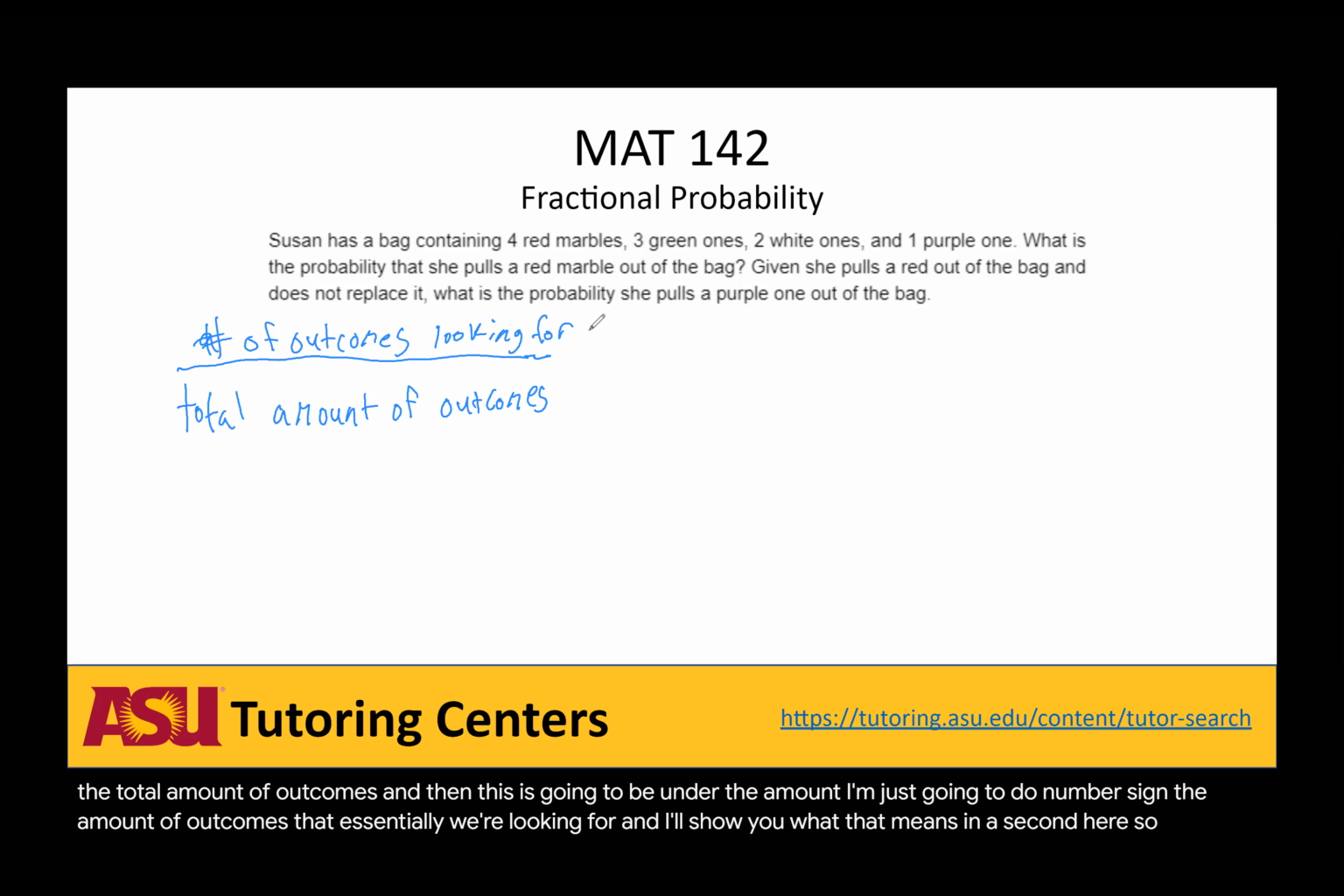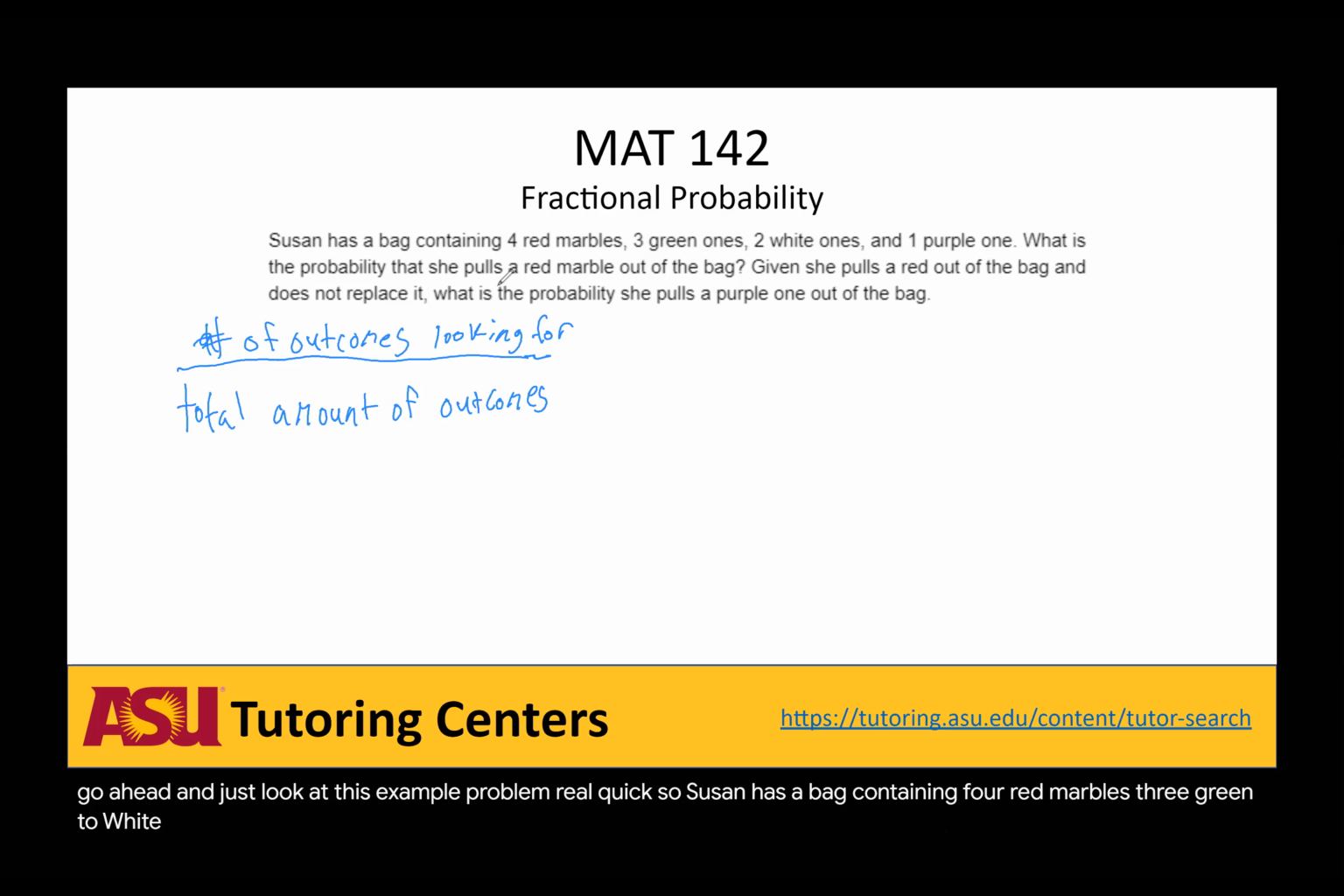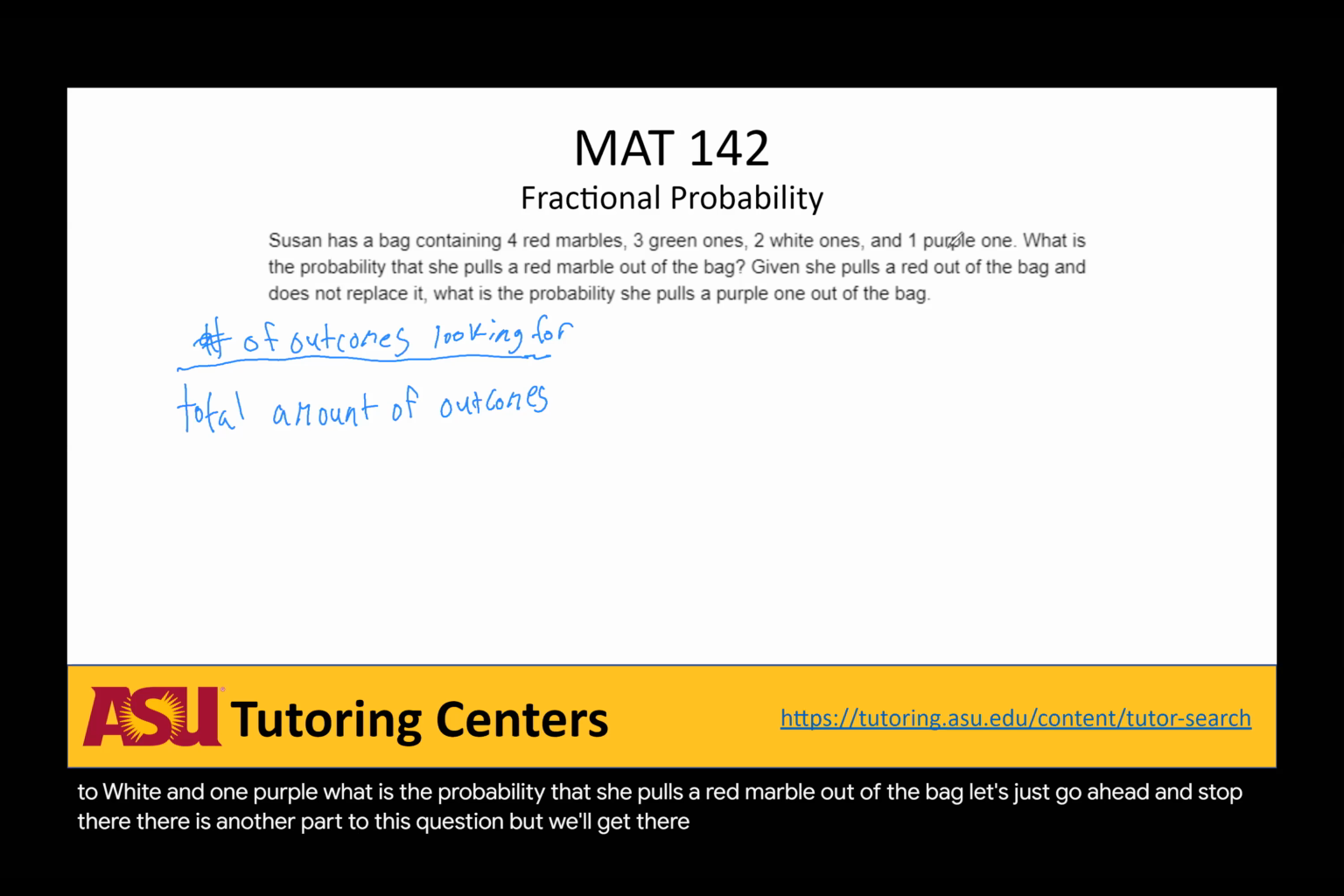So if we go ahead and look at this example problem real quick. Susan has a bag containing 4 red marbles, 3 green, 2 white, and 1 purple. What is the probability that she pulls a red marble out of the bag? Let's go ahead and stop there. There is another part to this question, but we'll get there after this.